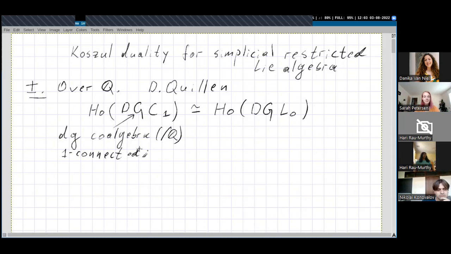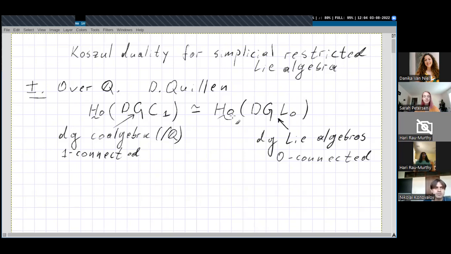I recall that a DG algebra is a chain complex. I use homological grading here, and one connected means that all terms of degree less than or equal to zero are zero. The DG Lie algebras over Q, zero connected, are again chain complexes. Also you notice this symbol Ho, which stands for homotopy category. This is important because the homotopy category is not just one category, it's data of equivalences in this category.